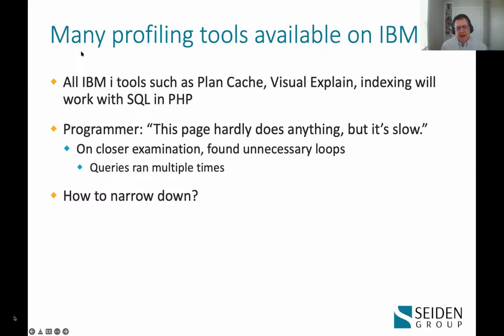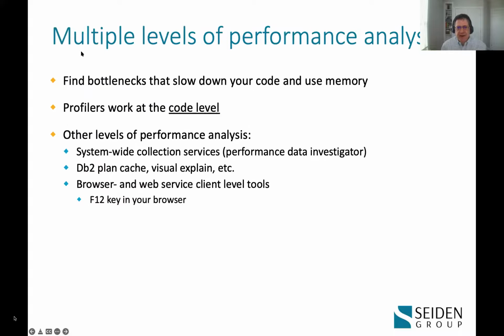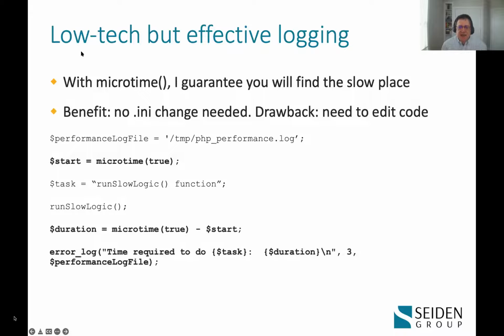There's also a lot of profiling tools to help you measure your application. You may find there's some logic mistakes or things like that, unnecessary looping. How do you narrow it down? Multiple ways to go. Of course, the IBM i itself has many tools, Visual Explain, Plan Cache for the database. Press F12 in your browser to see what's going on at the network level. But there's something you should know about, which is silly. It's almost embarrassing to mention it, but it's so simple that sometimes it can be effective.